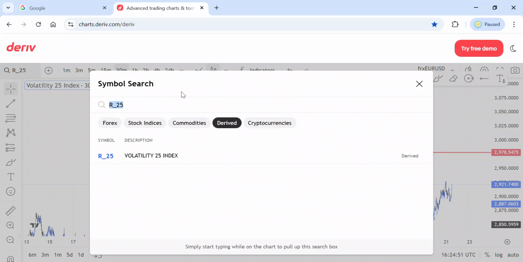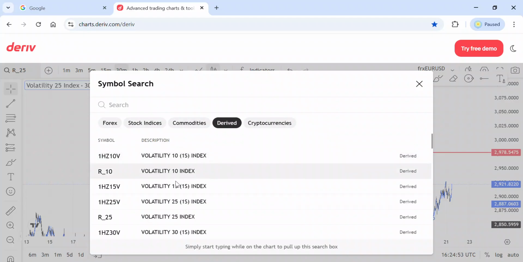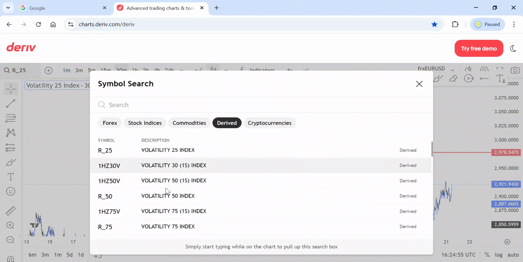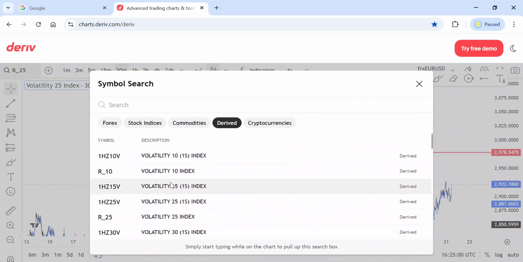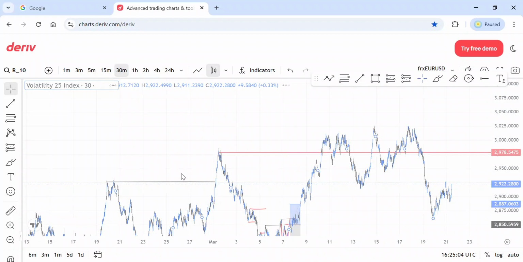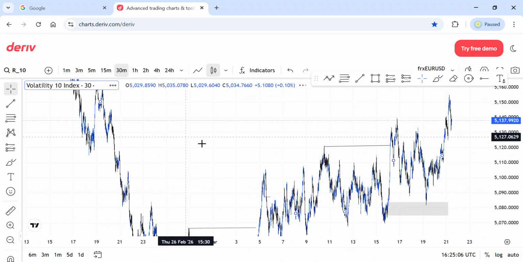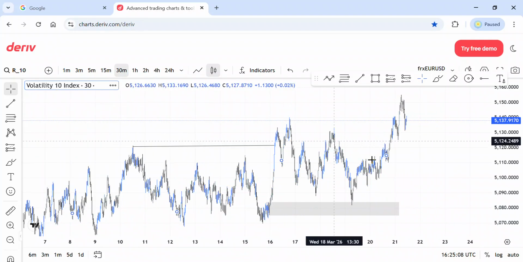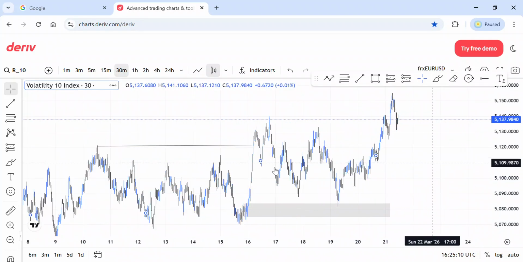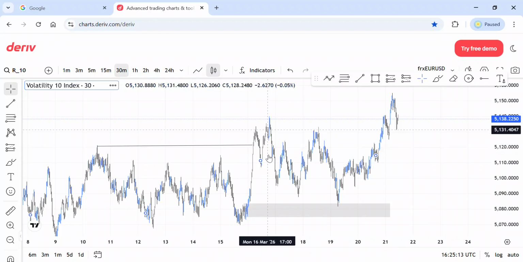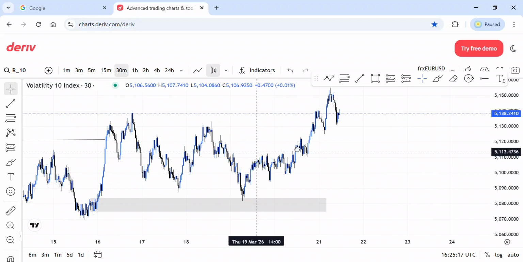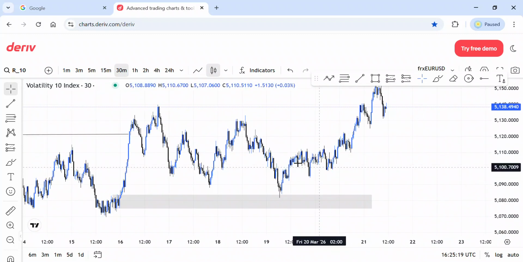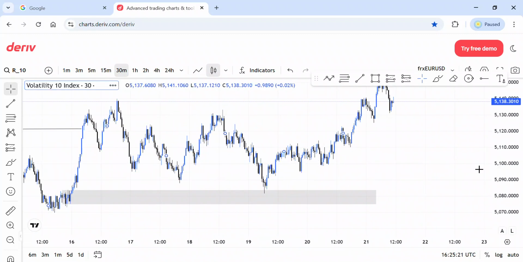Let me see if you can see another kind of example. Let's check V10. If you can see, I even have an analysis on this already. Can you see? We have a BOS to the upside. Then you wait for the market to come back to your order block. I mark the order block here.